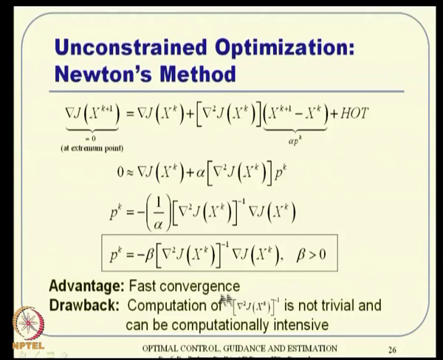The advantage is it gives us fast convergence, and the associated drawback happens to be this one, because this is a matrix now, and you have to compute an inverse of a matrix, and matrix inversion is not computationally simple. Okay. In general, if the dimension is large, then inversion needs a certain amount of computation. But nowadays, that is not a major issue.